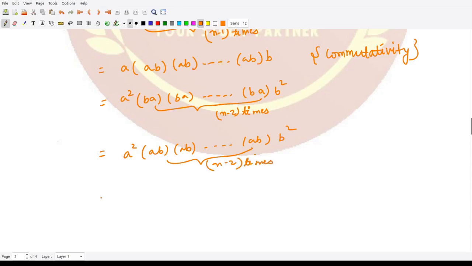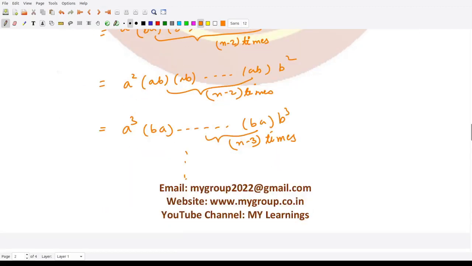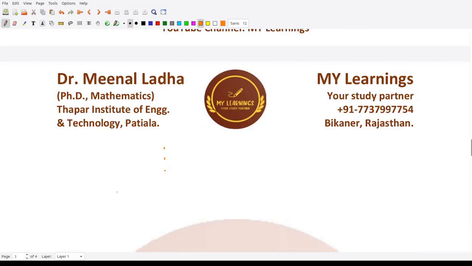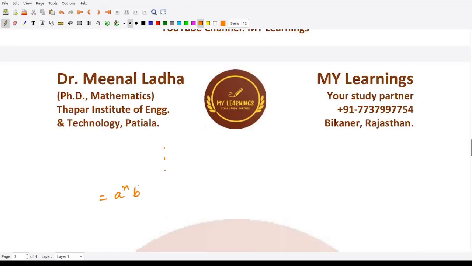Next you can again combine the club, so it would be a cube, it would be ba and so on. How many times? b cube, it would be n minus 3 times, right? So you can continue in this manner with the same reasoning over here, so that you would obtain a what? This would be equal to a to the power n, b to the power n, right? And hence we have the result: ab whole raised to power n is equal to a to the power n and b to the power n.